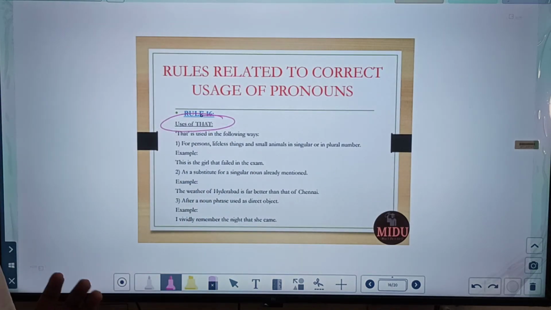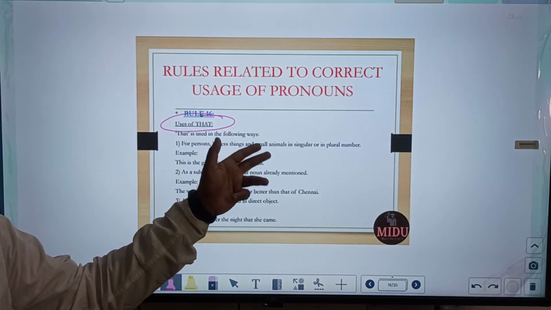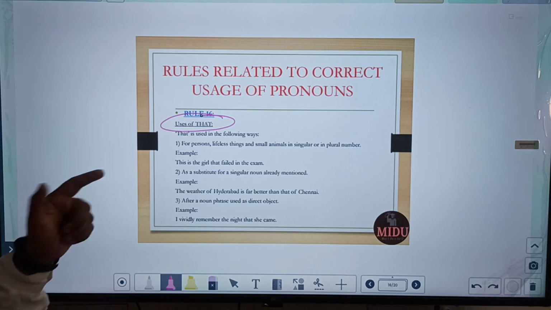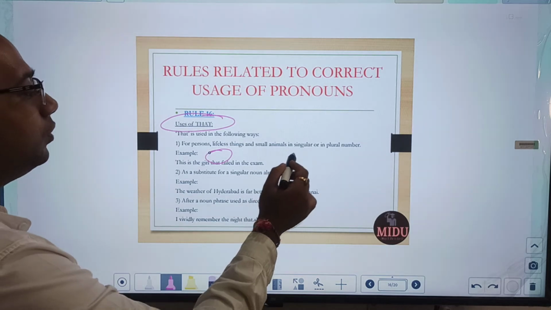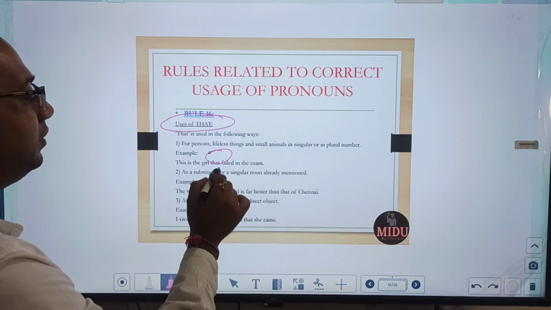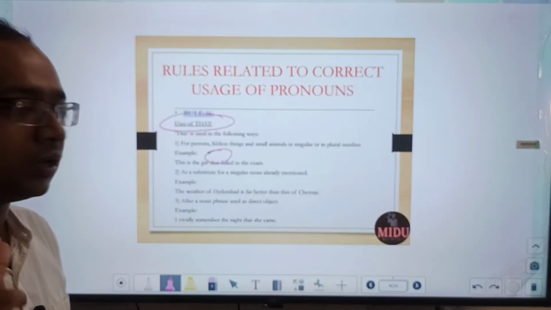So when can we use "that"? For persons, lifeless things and small animals in plural number. This is the girl that failed in exam. So in singular and plural we also refer. So here this "that" is referring to that particular girl.